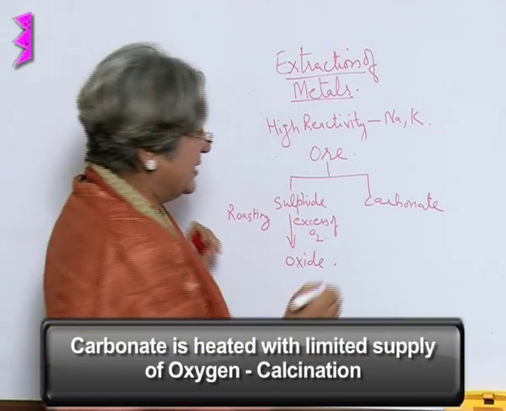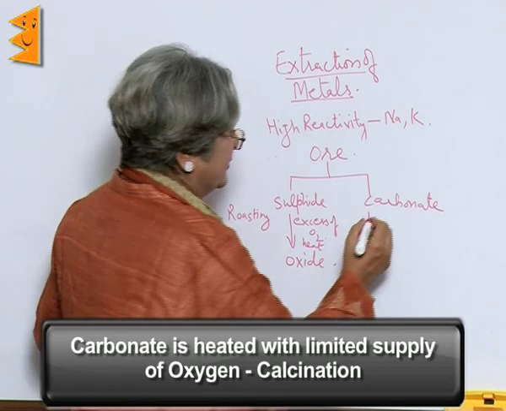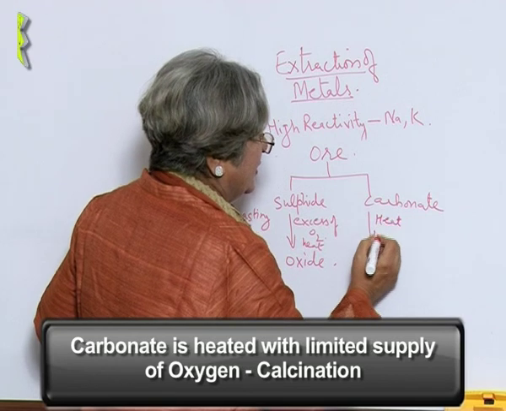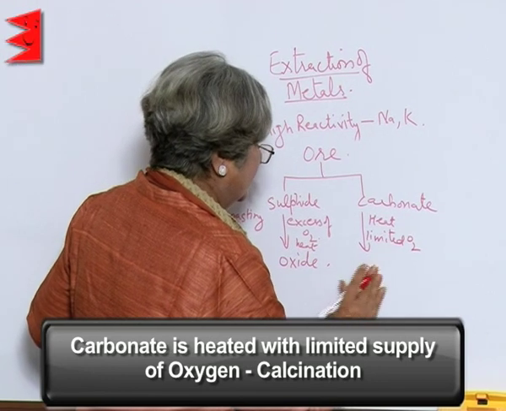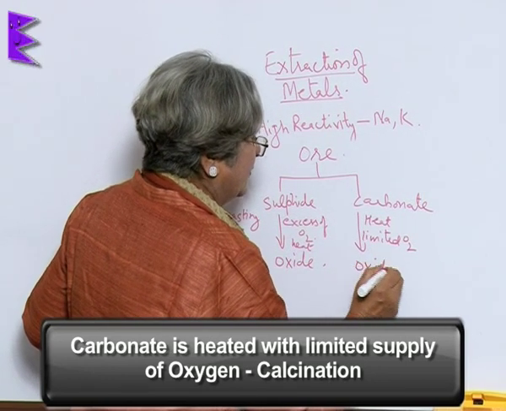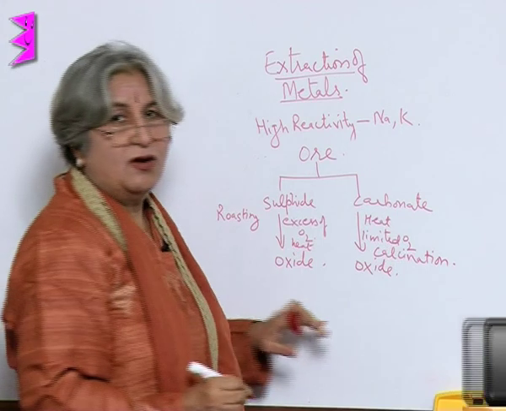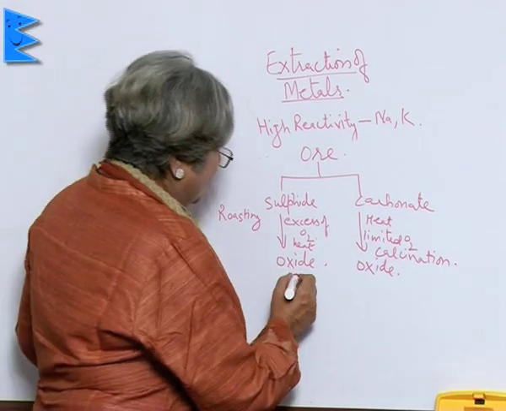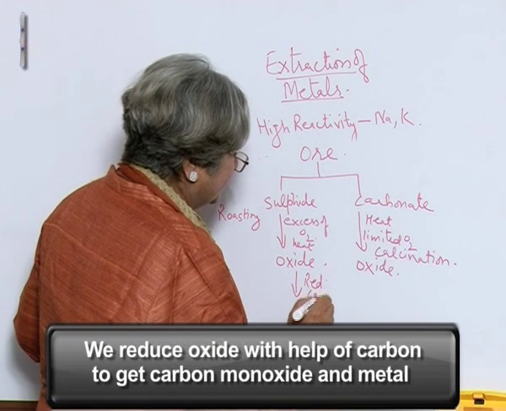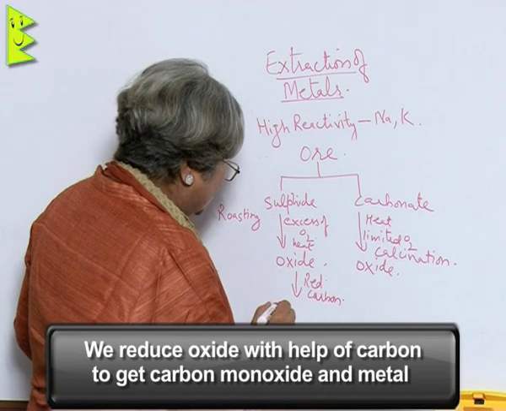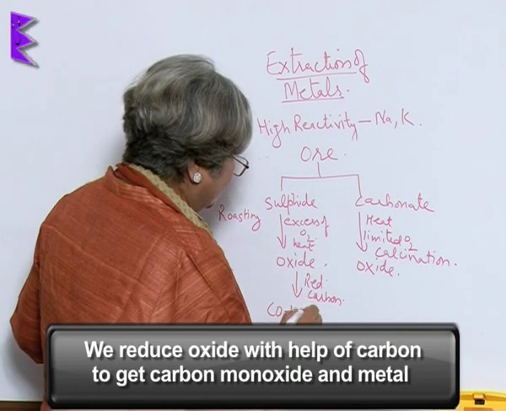In the case of carbonate, we heat it in limited supply of oxygen, then also we get oxide. But this process is called calcination. Once we have got the oxides, then we reduce them with the help of carbon. So, what we will get is carbon monoxide and metal.